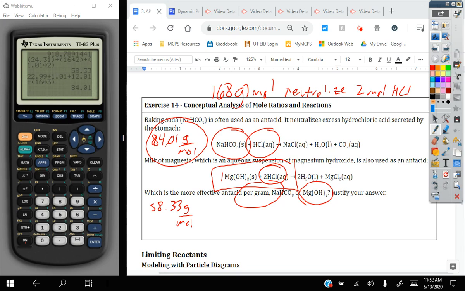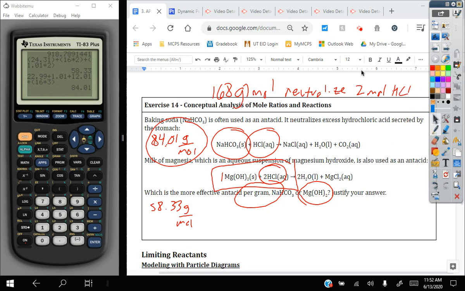If this problem did not say per gram, I would say just look at the mole ratio. There's 2 moles being neutralized of HCl for every 1 mole of magnesium hydroxide, whereas the other one only neutralizes 1 mole. And so you need less material to neutralize this more stuff. And so that would be the better answer.